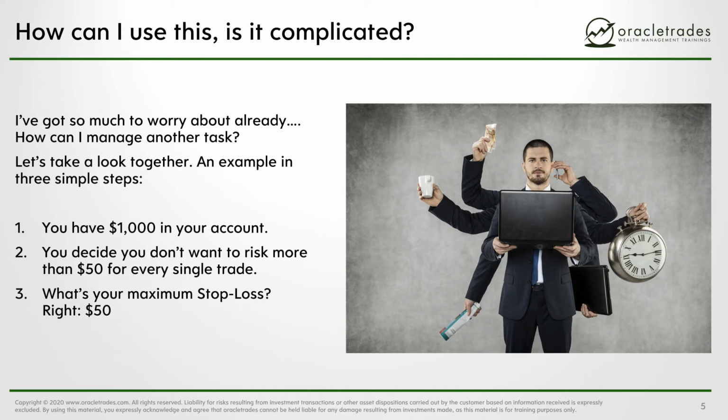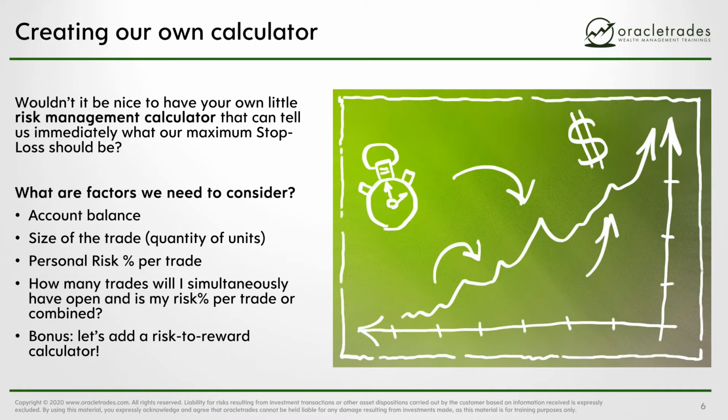So I thought it would be nice to do a little project by creating our own little risk management calculator that can tell us immediately what our maximum stop loss for each trade should be. This also has 2 side benefits. First of all, you're going to understand the logic of risk-reward ratio and risk management a lot better. And secondly, you may feel less inclined to manually override the parameters that you've set.